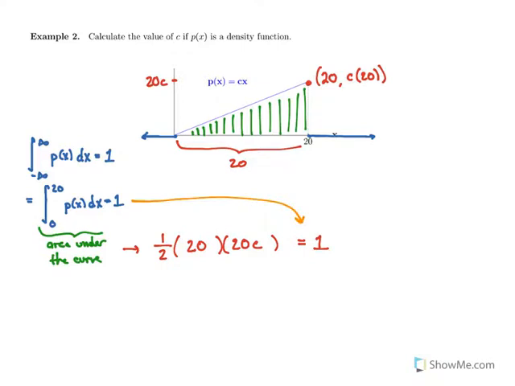So solving this equation, this is going to give us 20 times 20 is 400, divided by 2 is 200c equals 1. So c is going to be the tiny number 1 divided by 200. This is the lone value of c that makes this function a density function. If it were any other value, then the area under the curve would not equal 100% of the stuff that we have.